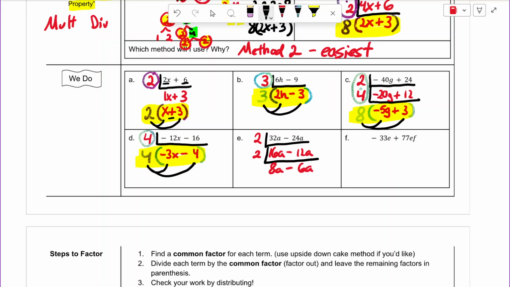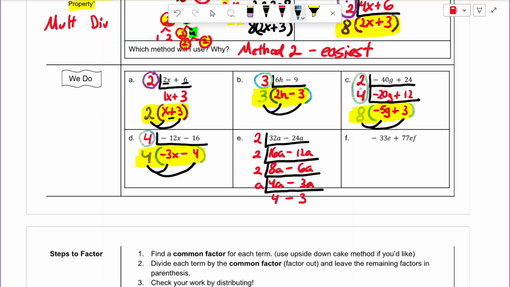We make another layer of cake, and we're taking out 2 again. 8a divided by 2 is 4a. 6a divided by 2 is 3a. Bring down the minus sign. Now, there's nothing we can do with the numbers anymore, but they both have an a. So now you can factor out the a. 4a divided by a is actually 4. You took that only a away from it with division. And 3a divided by a is 3. Bring down the minus sign.